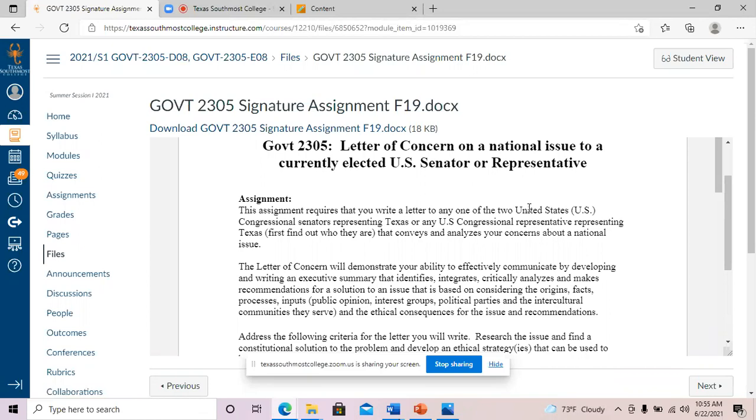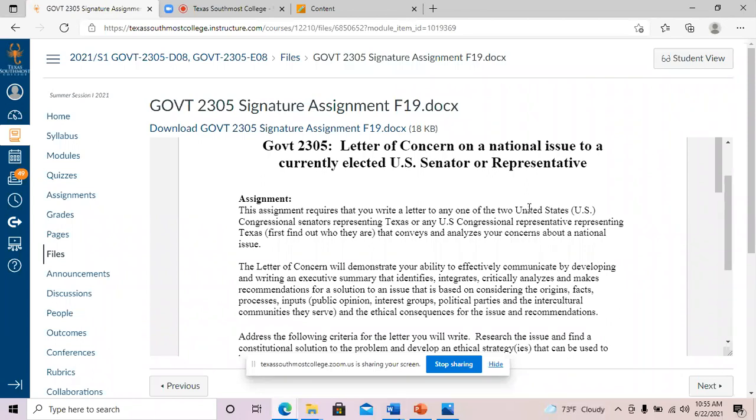Now, you don't necessarily have to write to your own Texas House member, which is Filemon Vela. We've mentioned him before. But I would prefer that, and the reason is because, like I said, you're not actually going to send this letter. I mean, you can if you want to. I've had some students who do send it. It's not required for you to send it. It's like a mock letter, but if you want to send it, you're more than welcome to do so.